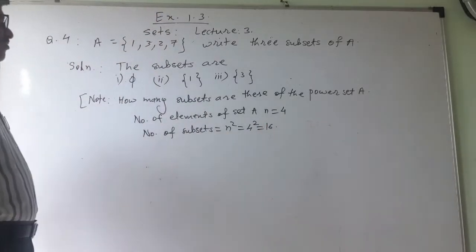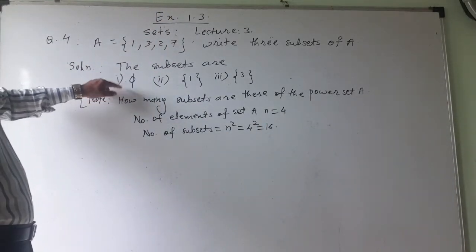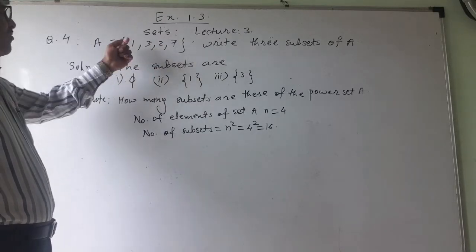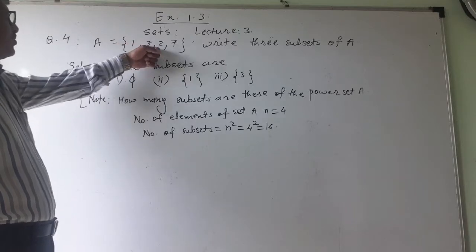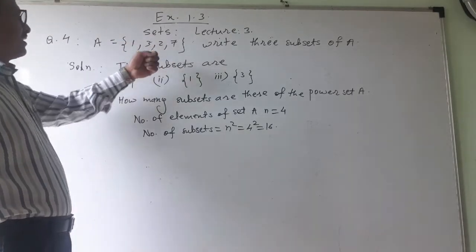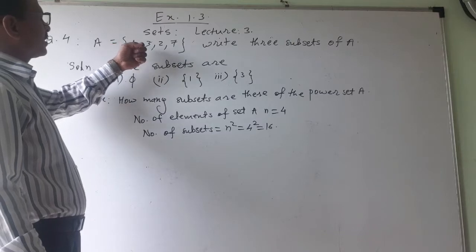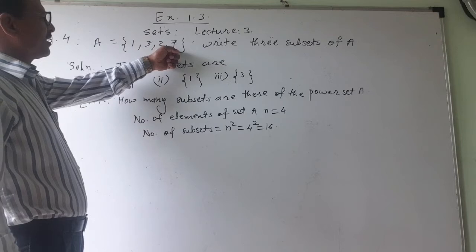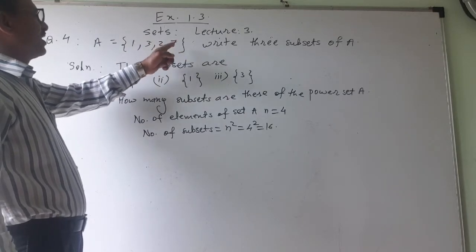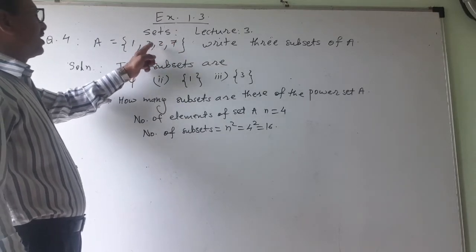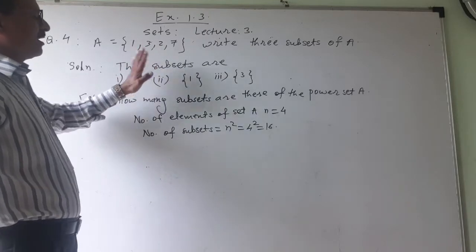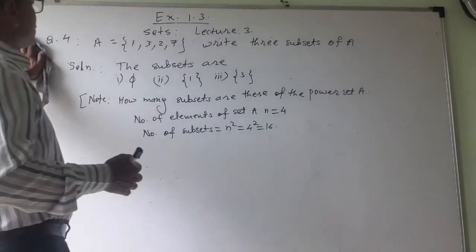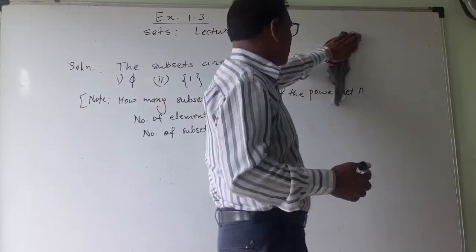How will they come? One is the empty set. Next is {1}, {3}, {2}, {7}. Then {1, 3}, {1, 2}, {1, 7}. Then {1, 3, 2}, then {1, 2, 7}. Then start from this only: {3, 2}, {3, 7}. Okay. This way, the total will be 16 sets. So remember this. This is a very, very important part.